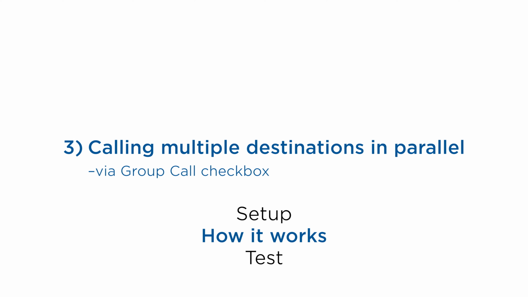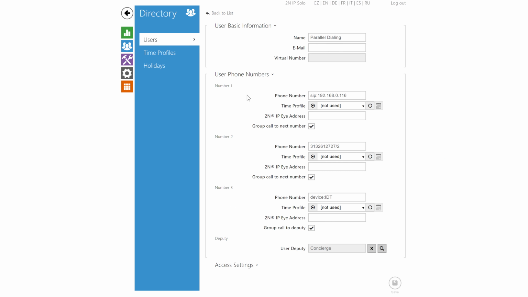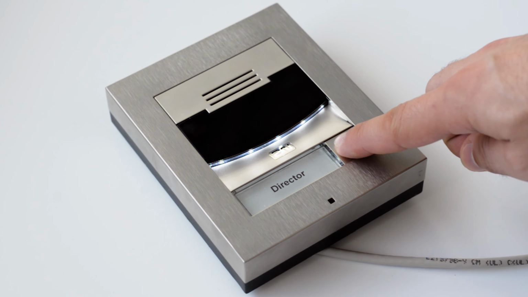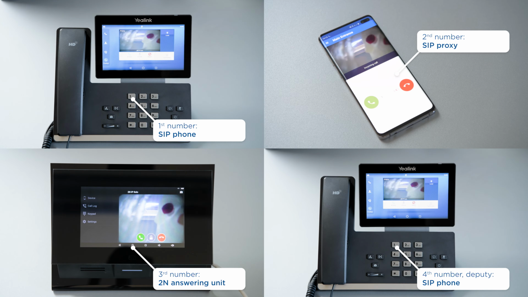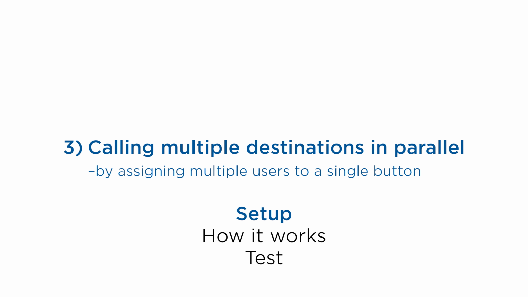The way it works is simple. The first user is assigned to a quick dial button. All numbers are dialed at the same time, even the deputy and their numbers. As you can see here, all devices ring at the same time. The first one to pick up would get the call and others would be dropped. Another way to call more destinations at the same time is to assign multiple users to a single button.